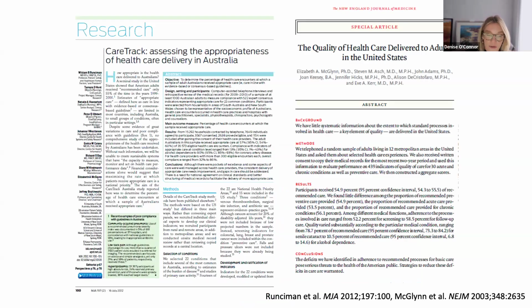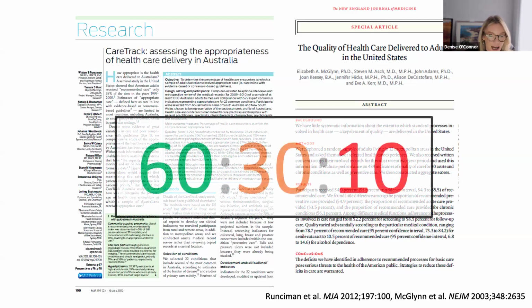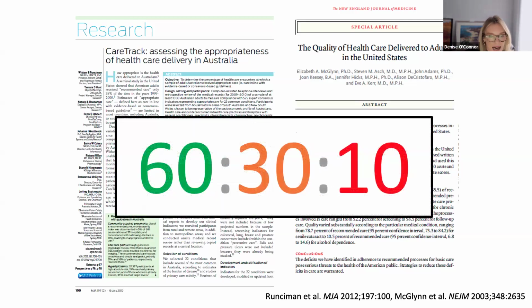We also now have consistent evidence from Australia, both across the country and across different clinical areas, and from many other jurisdictions around the world, demonstrating that evidence-based effective care is delivered on average 60% of the time, whilst 30% of healthcare provides no or very little patient benefit, and about 10% of care is harmful. This is referred to as the 60-30-10 rule.